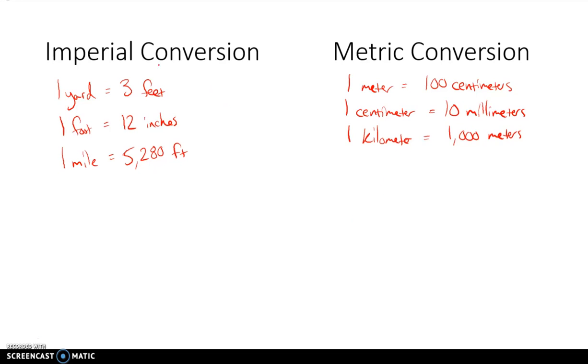Now, I want you to notice something about the two systems. On the imperial side, over here, we have strange numbers. 1 and 3. We have 12, 5,280. Over here on the metric side, ooh, metric. I love the metric system. The metric side, these are all powers of 10. 100, 10, 1,000, they're all powers of 10. What that does for the conversions is it makes it a little bit easier.